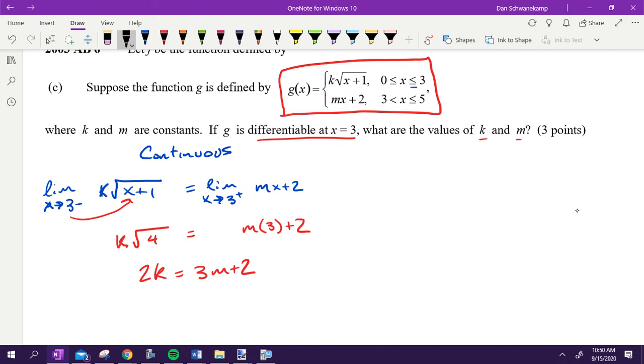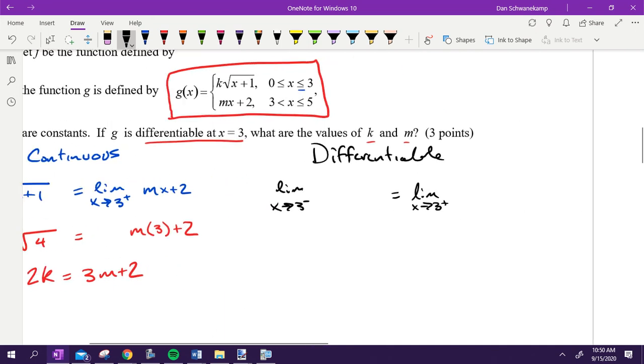To do continuous, we find the limits of both. To find differentiable, we are going to find the limit as x approaches 3 from the left and see if that's equal to the limit as x approaches 3 from the right. But this time, instead of the values, we are looking at the derivatives. So I'm going to find g prime of x and g prime of x. I want to see if the derivatives of both equations are equal to each other. Everybody understand what we're doing here?